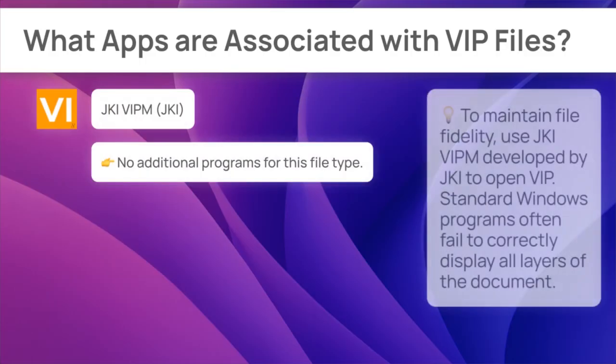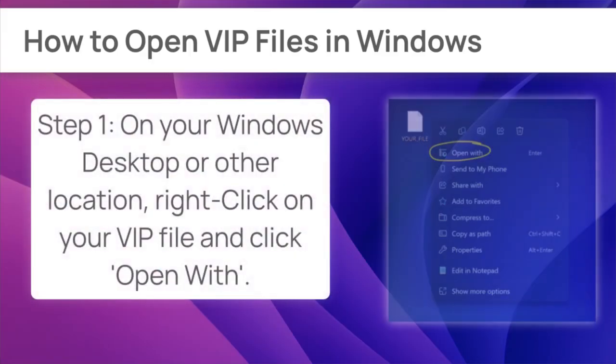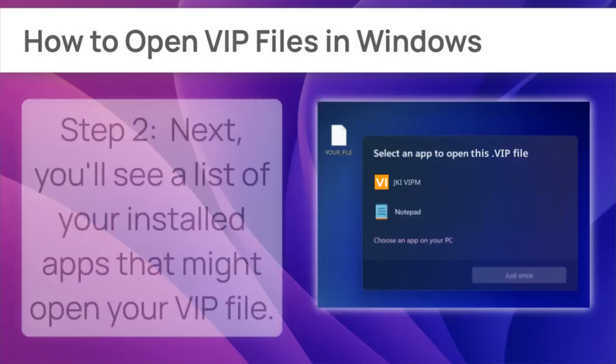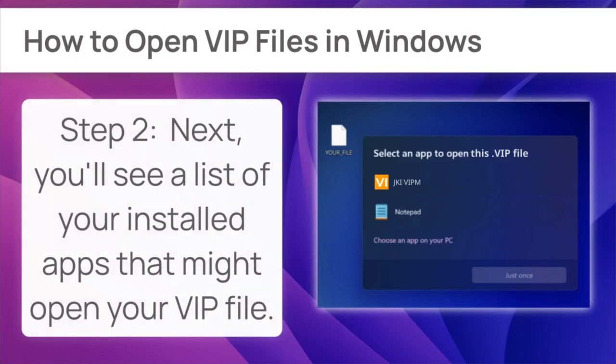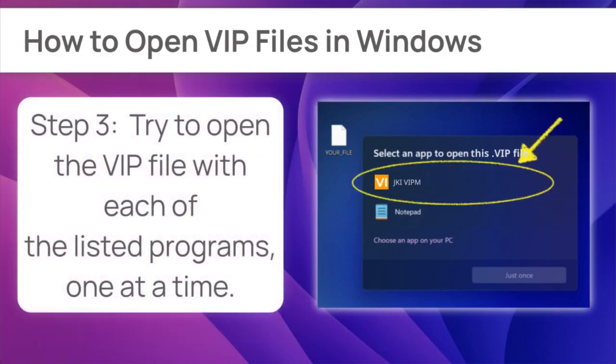Standard Windows programs often fail to correctly display all layers of the document. Windows provides playback but lacks the full toolbox needed for precise audio adjustments. Open the context menu by right-clicking the VIP file and selecting Open With. Start your test with JKI VIPM if it shows up. If not, don't hesitate to try several other programs on your list.